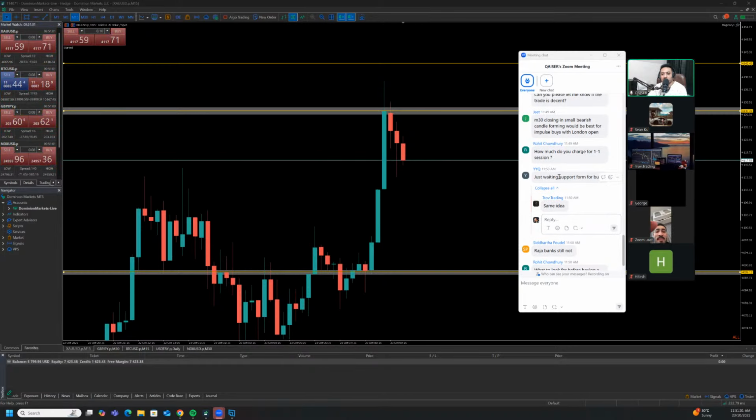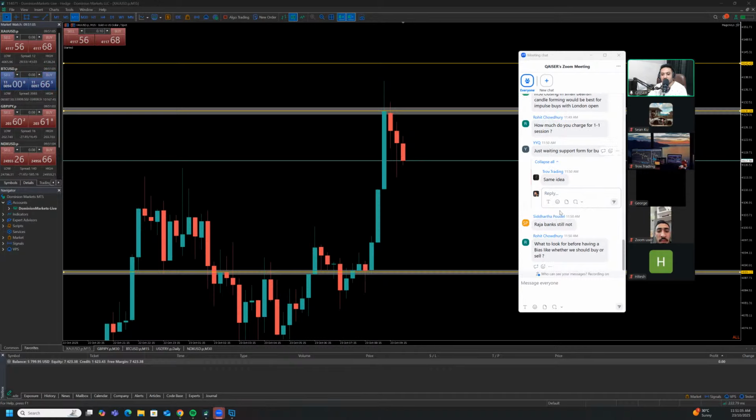M30 closing in a small bearish candle forming would be best for impulse buys with London Open. Yeah, that makes sense. What do you look for before having a bias, like whether we should buy or sell? Just look at this one.